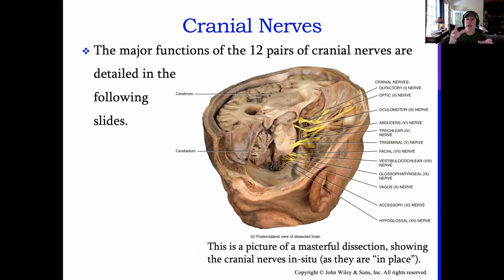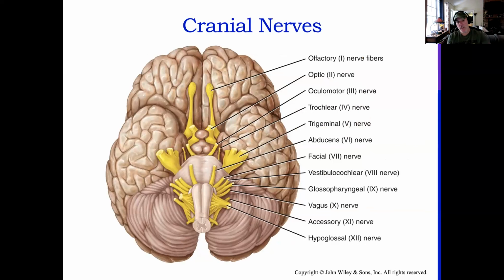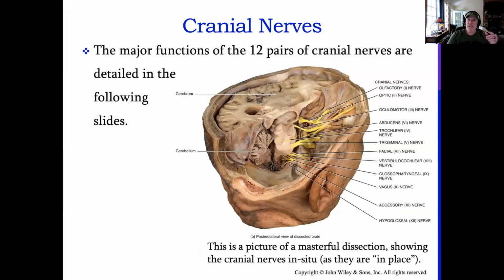But before we do that, I love this picture here because it really paints a better picture. When we look at a diagram like this, it just looks like the cranial nerves are going from front to back. All right, they look like they're going from anterior down to posterior. When we look at a picture like this, we can see that they're not moving anterior to posterior, but they're actually moving superior to inferior.